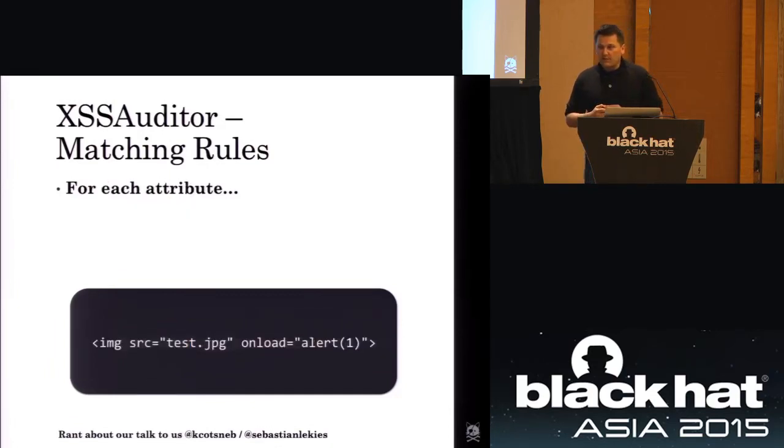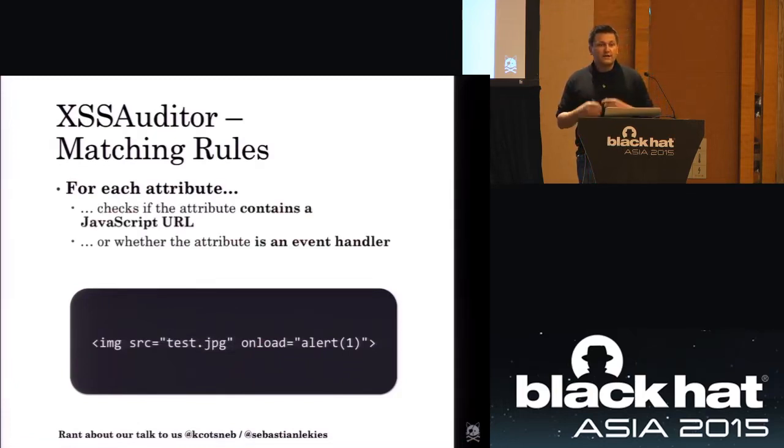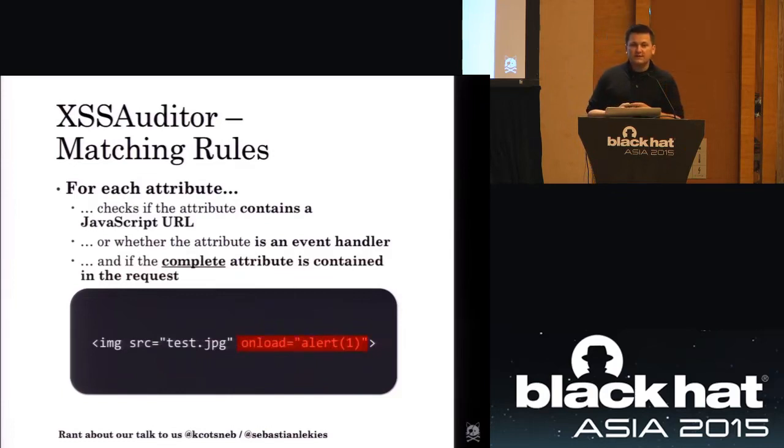The second rule applies to HTML attributes, and what the auditor does here is first check whether an attribute contains a JavaScript URL. When parsing the document, it will find attribute nodes, and it will check for each attribute node whether it contains a JavaScript URL, so whether it starts with javascript:, or whether the attribute is an event handler, so whether it starts with the letters ON and has at least 5 characters. If it finds those cases, the auditor will extract the complete attribute. So it will extract this string, onload, alert, and so on, and will try to find this in the request. And if it finds it, again it will remove the specific attribute.